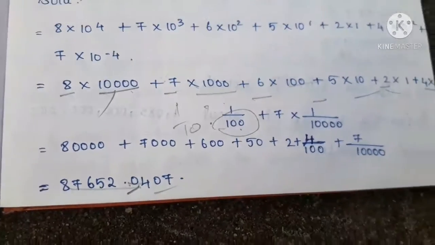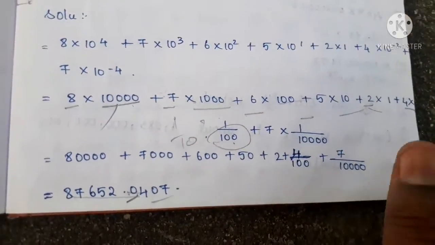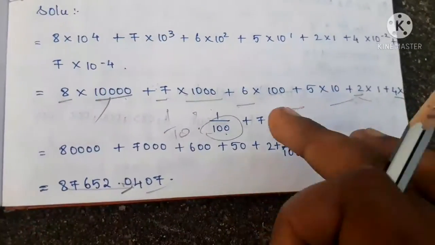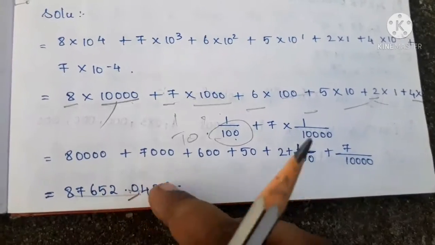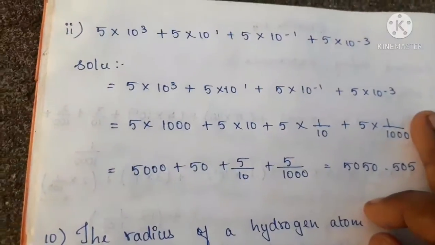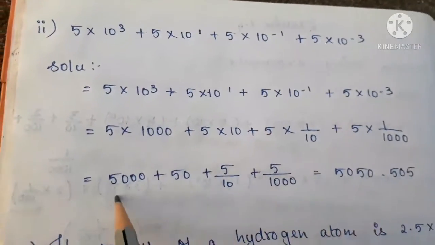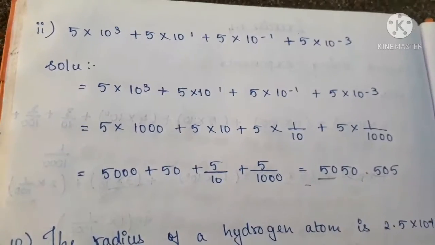It is totally wrong. Just look at these very carefully. 1 by 10 is not there and 1 by 1000 is not there. So in those places you should put 0. 0, 4, 0, 7. That's all. In the same way you should do this question. The answer is 5050.505. It is very easy.